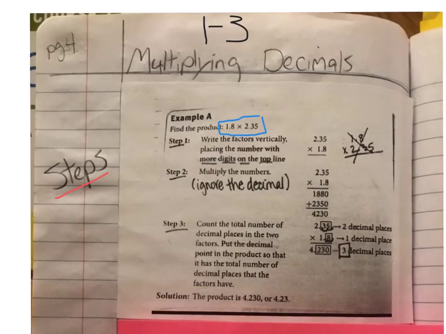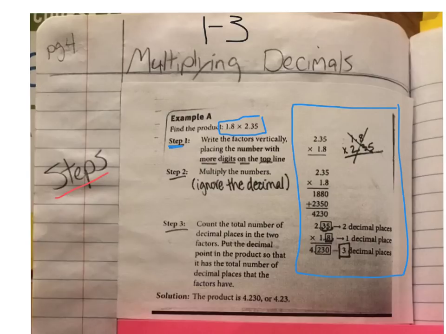So we are going to start with 1.8 times 2.35, and they're going to take us over on the side over here. That's all of the steps, and they're showing us as they're telling us what step it is. So the first one over here, step number 1. Step number 1 says that you need to write the numbers or the factors vertically, placing the number with the most digits on top.